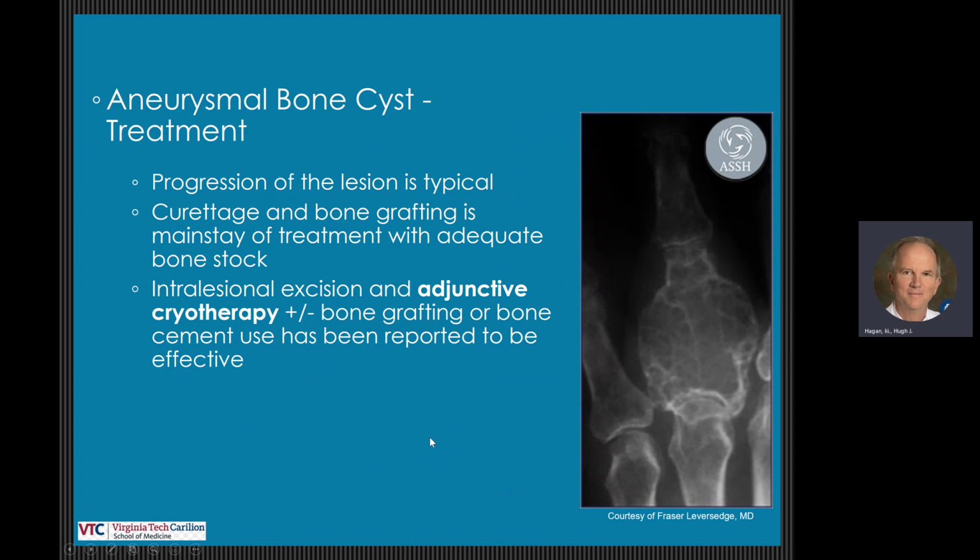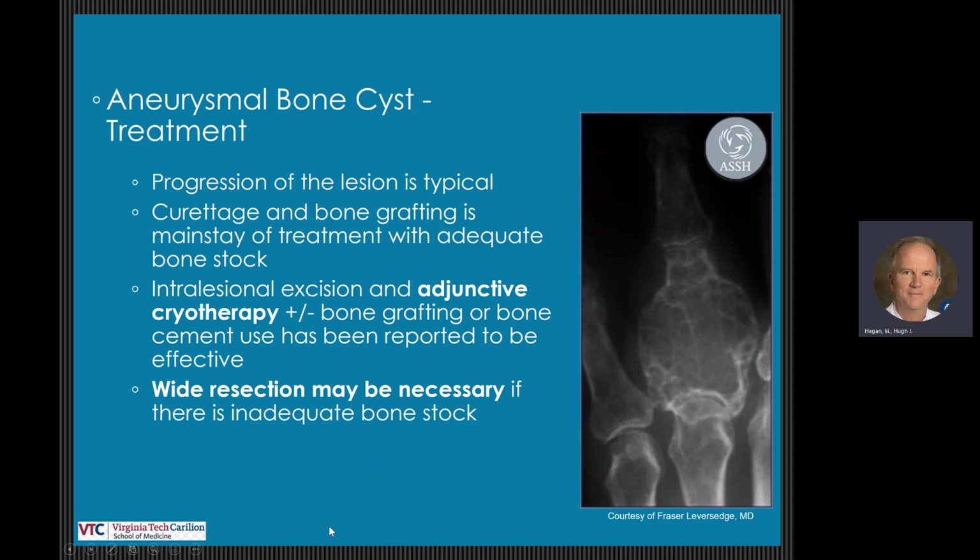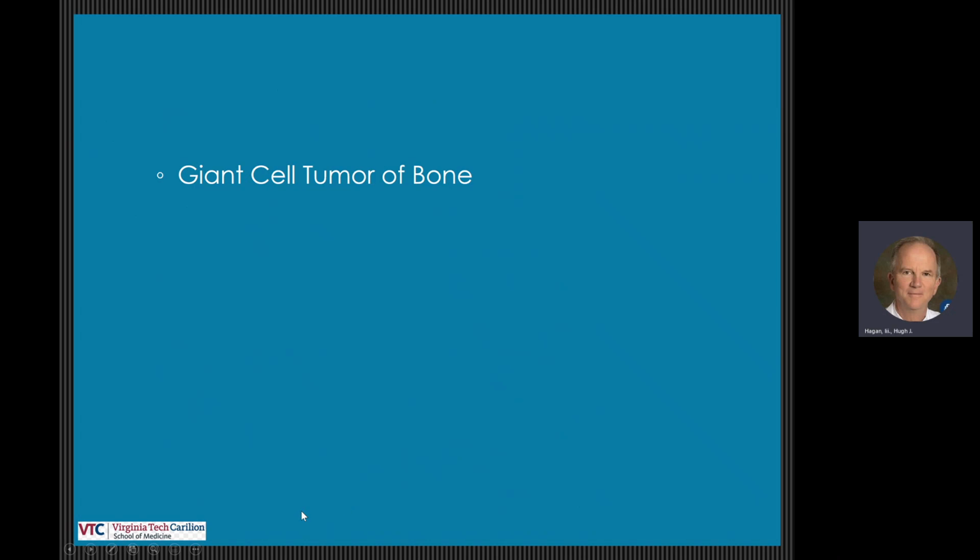I've read a lot over the course of my career about various adjunctive treatments, cryotherapy, bone cement. I'm not sure of any study that really supports one over the other or gives solid advice regarding their use. Wide resection of the lesion might be necessary if you just don't have anything to build on. And recurrence rates with marginal excision can be pretty high, up to 60%.